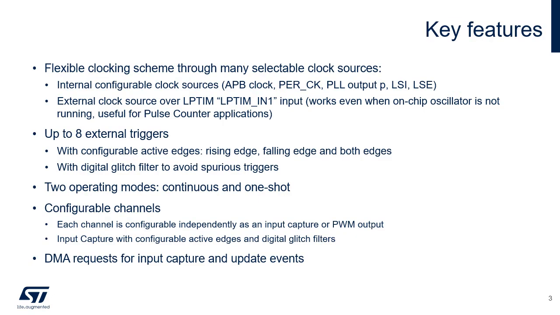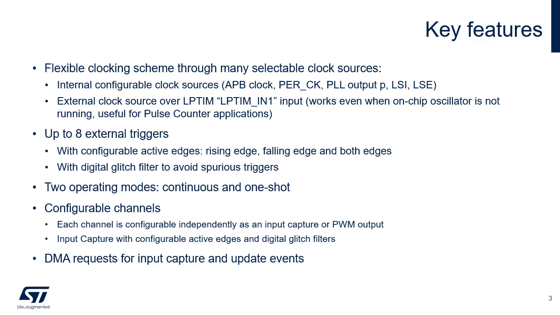The low-power timer's main feature is its ability to keep running even in low-power mode when almost all clock sources are turned off. The low-power timer has a very flexible clocking scheme. It can be clocked from on-chip clock sources, APB clock, peripheral clock or PerCK, LSE, LSI, PLL output P. Or it can be clocked from an external clock source over the low-power timer's LPTIM input.